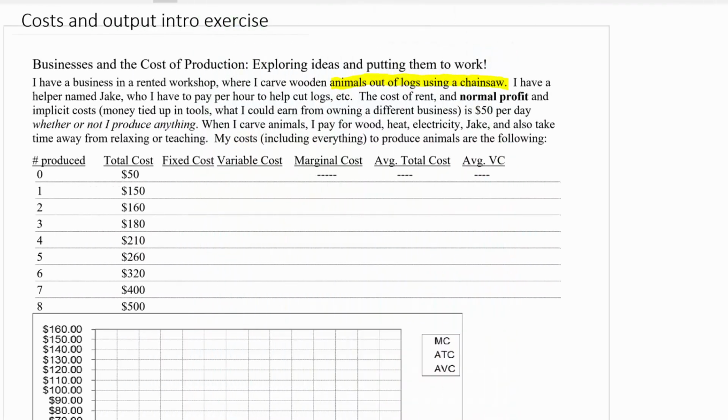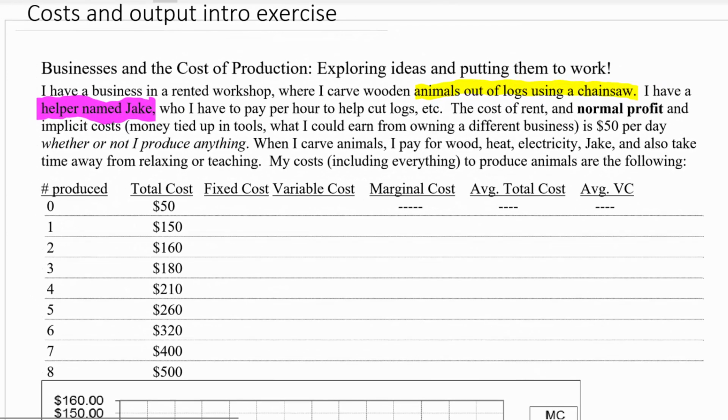So let's talk about what kind of costs would be involved with this kind of business. So let's suppose that personally I have a helper. So this would be a laborer that I have helping me do this work. And I pay Jake per hour to help me cut logs and sweep up the sawdust and sharpen the chainsaw and things like that. Some other costs: I have the cost of rent of my shop, normal profit. Now this is an important one we need to pause on for a minute.